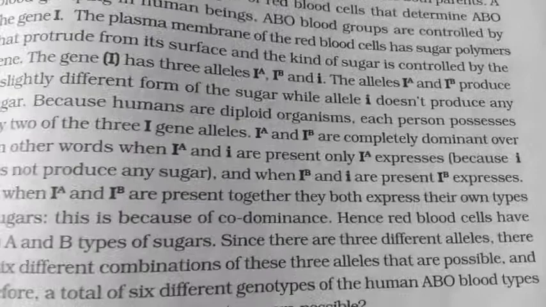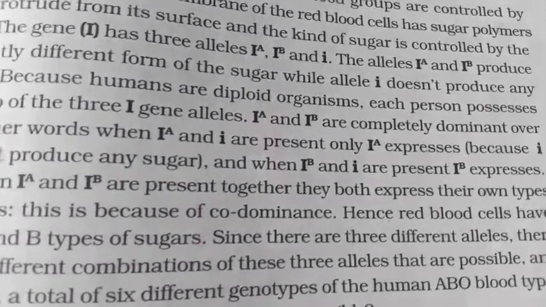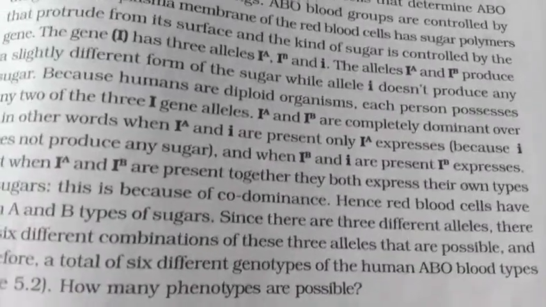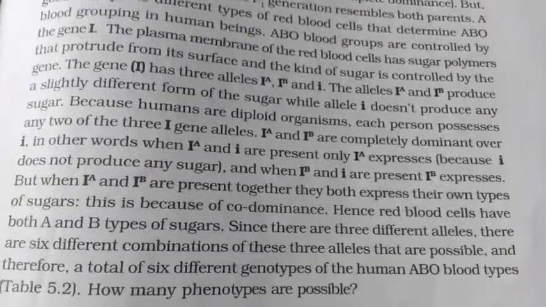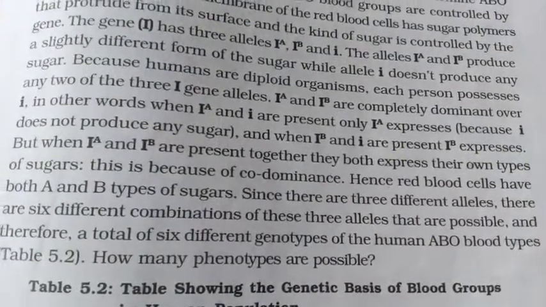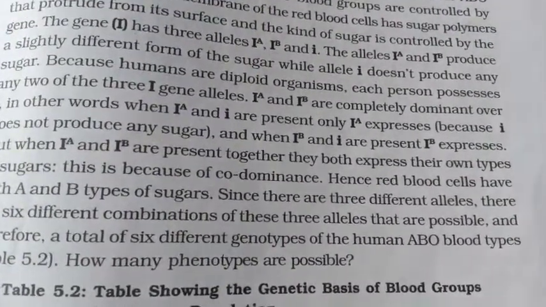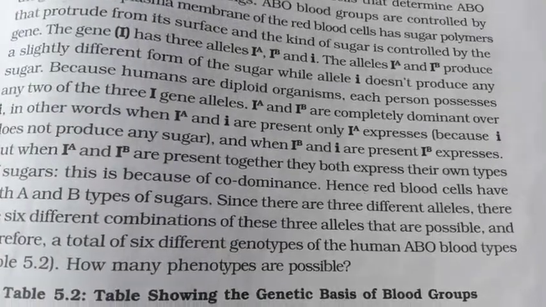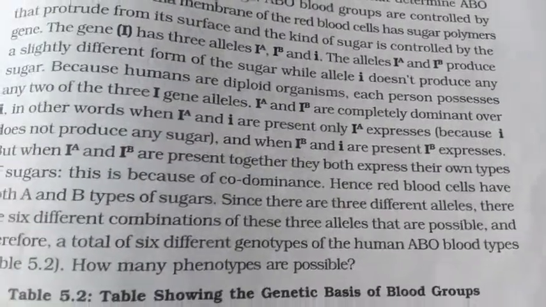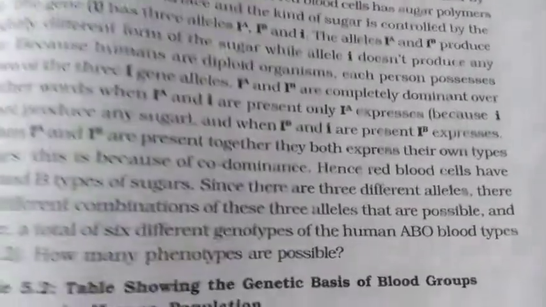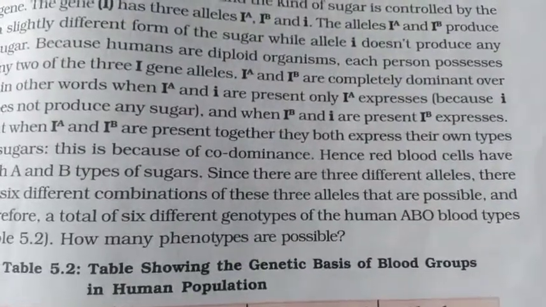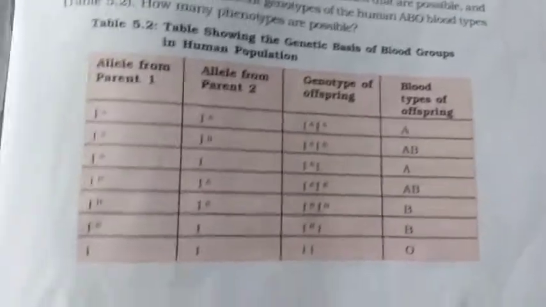But when IA and IB are present together, they both express because they are equally dominant, each producing its own type of sugar, and this is called codominance. Hence, red blood cells have both A and B types of sugars. Since there are three different alleles, there are 6 different combinations of these 3 alleles that are possible, and therefore a total of 6 different genotypes of the human ABO blood types. How many phenotypes are possible can be comprehended from this table.